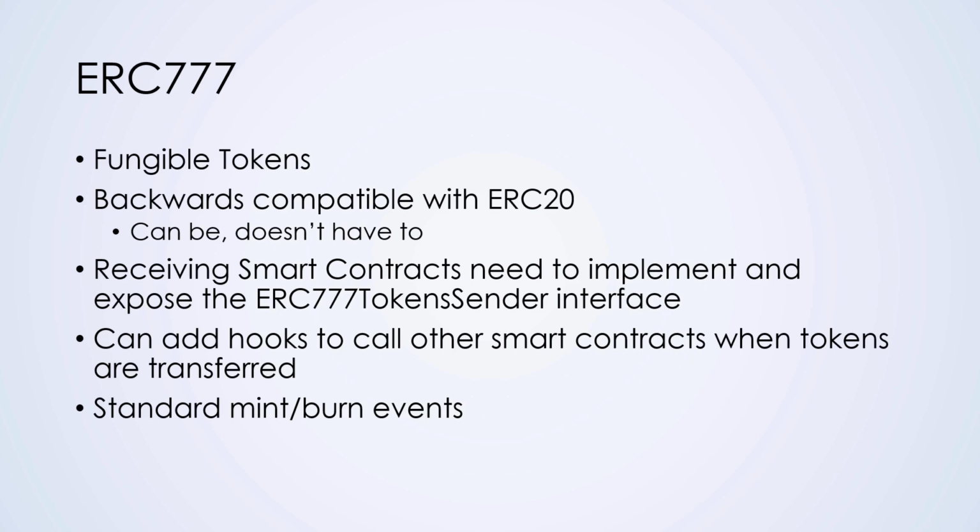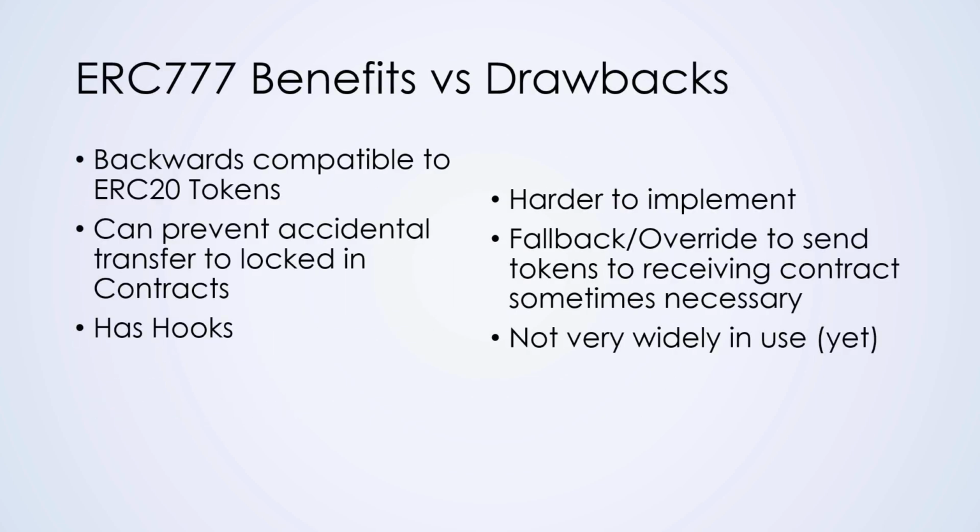And this token standard has standardized mint and burn events. The problem with this token standard is it's not very widely used yet, which is one of the major drawbacks, besides being harder to implement. And the fallback override to send tokens to receiving contracts is sometimes also necessary. Now, the good thing is it's potentially backwards compatible to ERC20 tokens if you deactivate a couple of features.